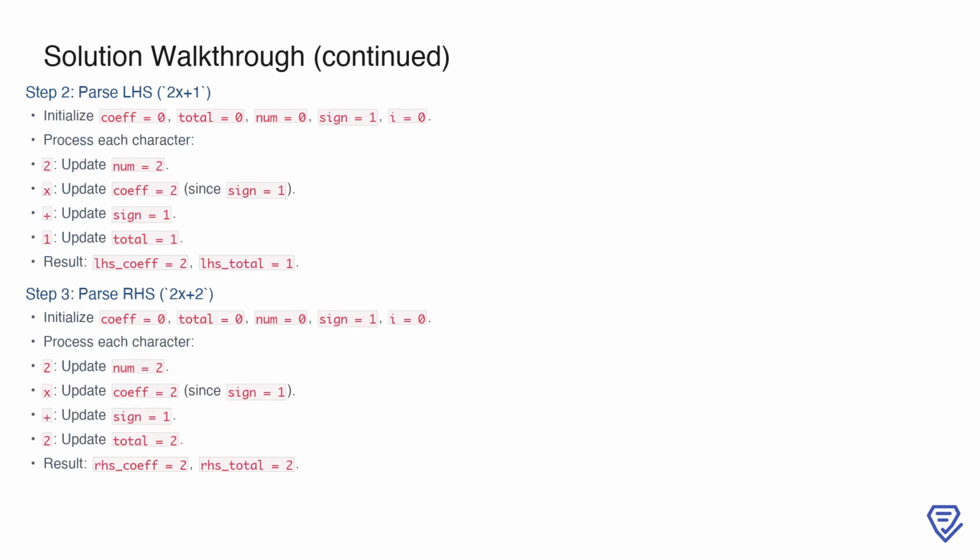Parsing the LHS, 2x plus 1, we again initialize our variables. The first character, 2, updates the current number to 2. The following x adds 2 asterisk 1 to the coefficient, resulting in a coefficient of 2 for x. The plus sign keeps the sign positive, and 1 adds 1 to the total constant. This leaves us with an LHS coefficient of 2 and an LHS total of 1.